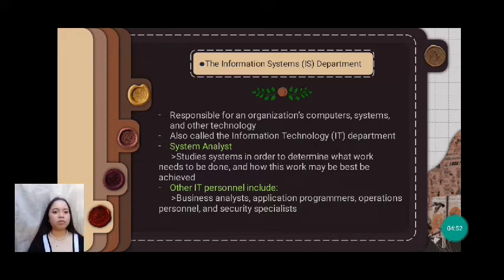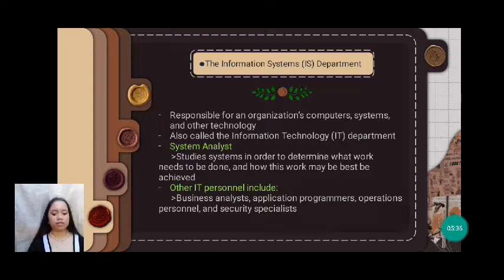So let's go on to the system analyst. A system analyst is the one who studies systems in order to determine what work needs to be done and how this work may best be achieved. He or she is the one who studies the system, so it is involved in information systems.